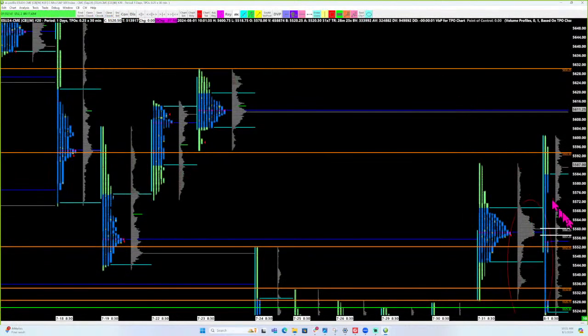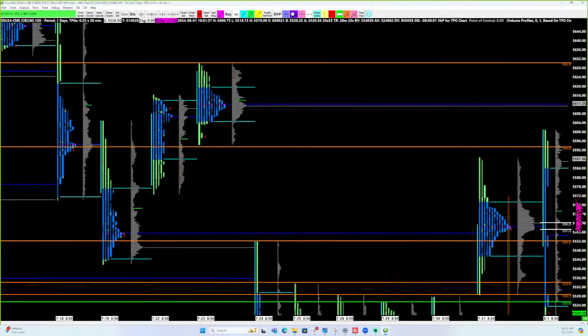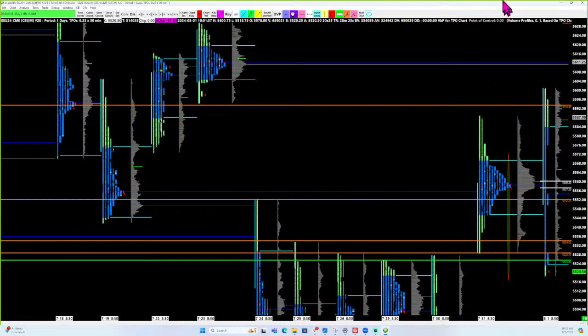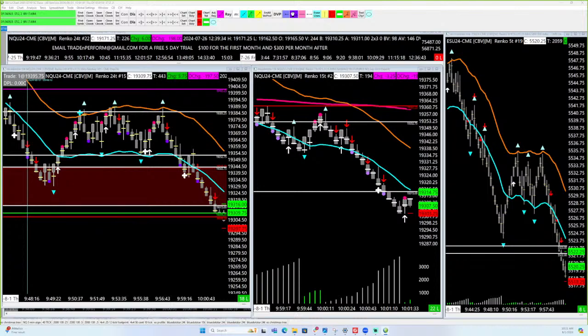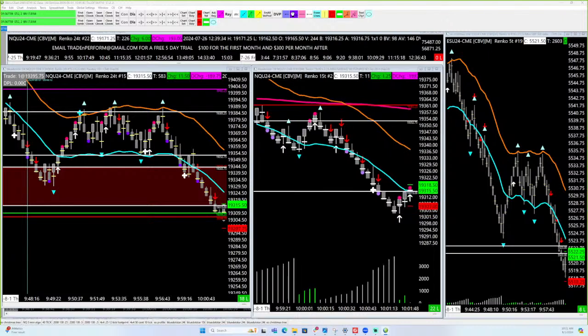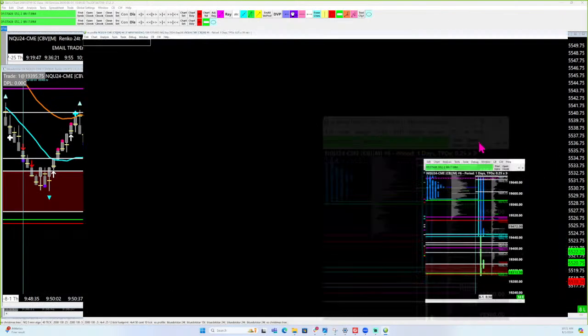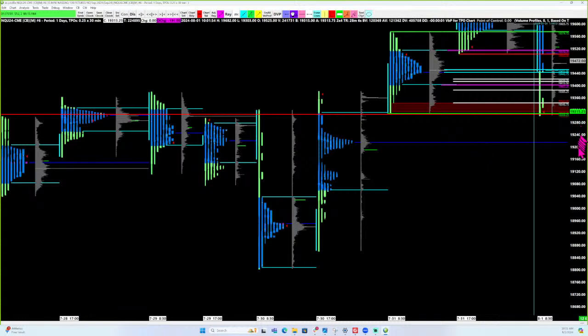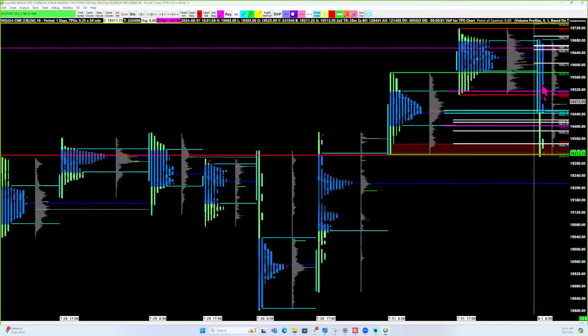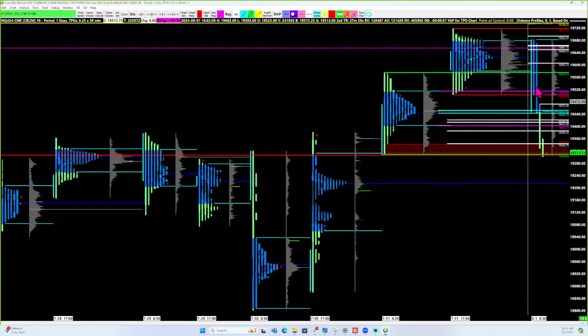Here's ES. Engulfing day so far. Here's NQ. That's very disappointing. I'm very lucky to be up at all. Wow. We just took out the low through there. Just crazy. All the way through the range.